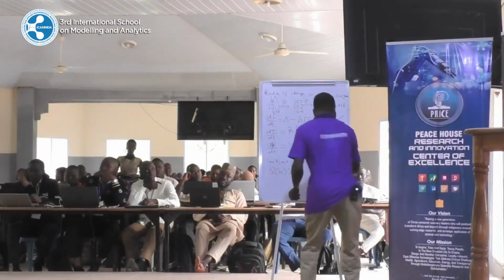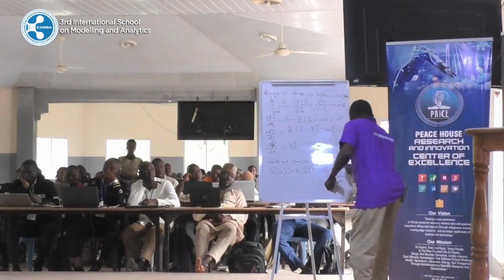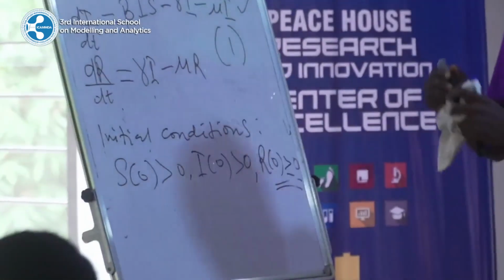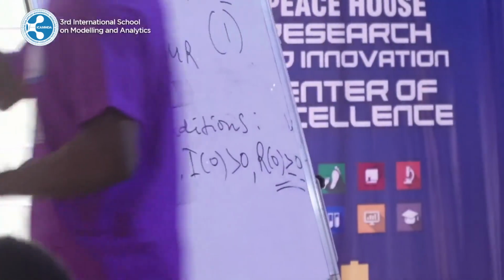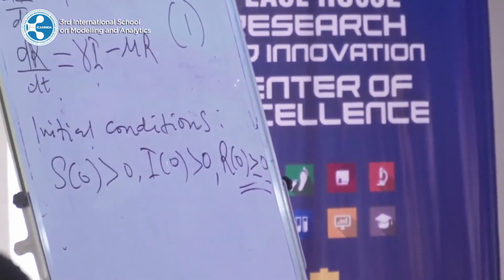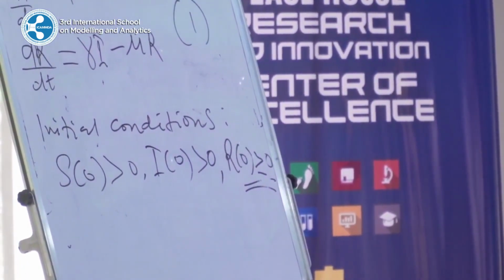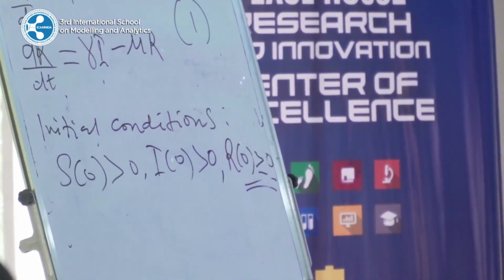Okay, R of 0 to be greater than or equals to 0. And that brings up another question. Why should R of 0 be greater than or equals to 0?